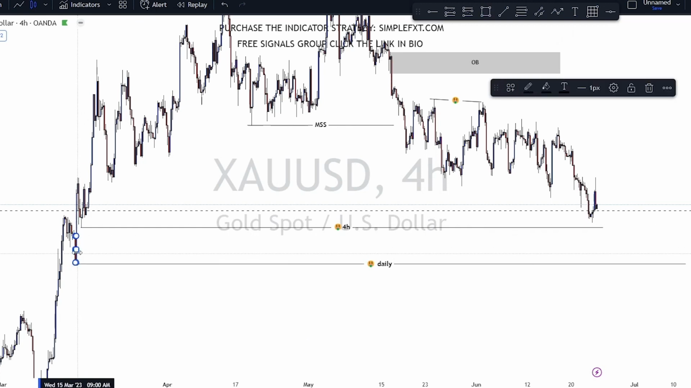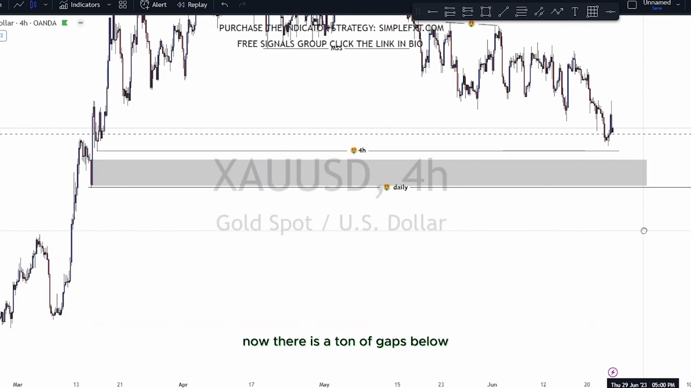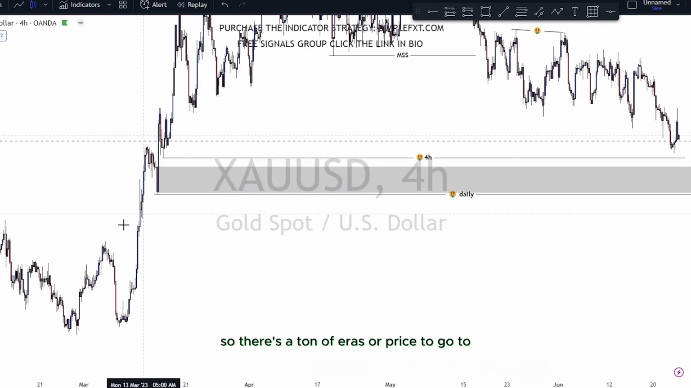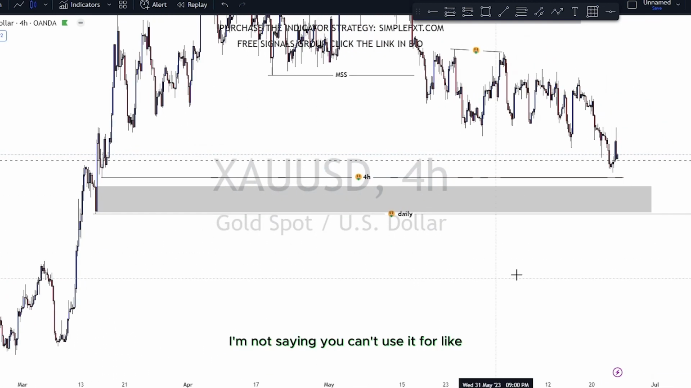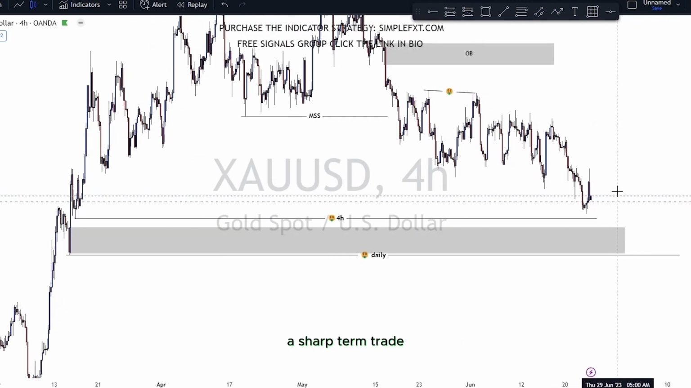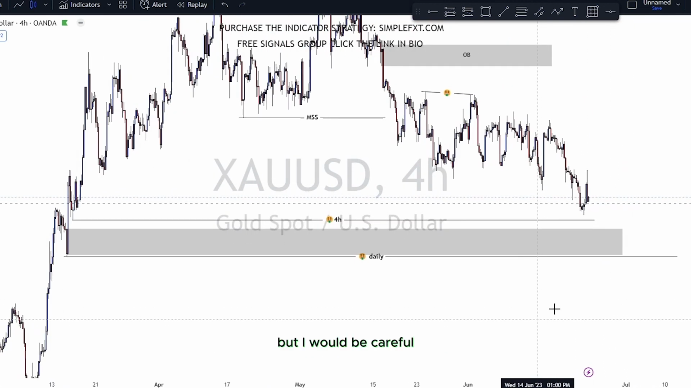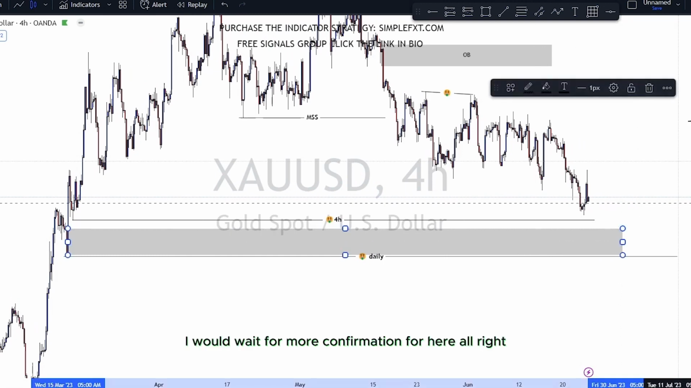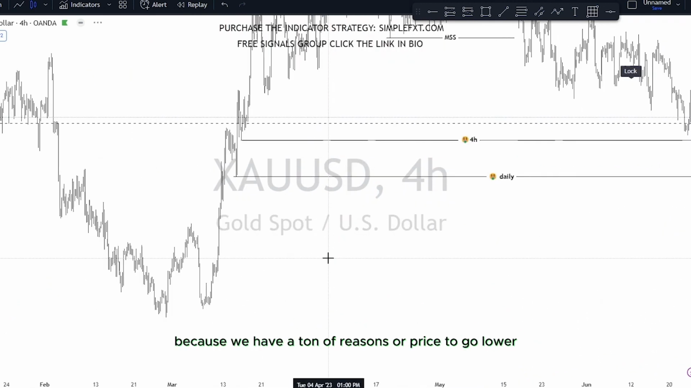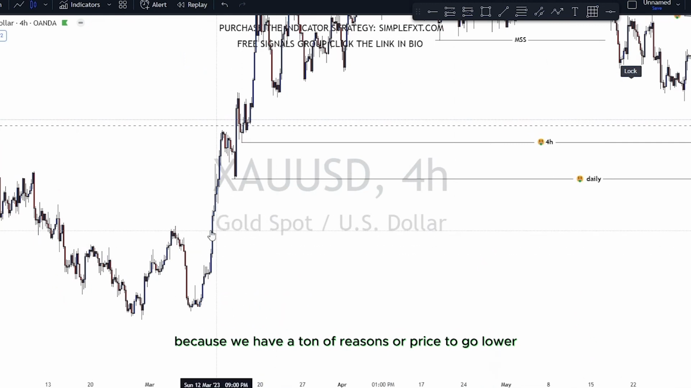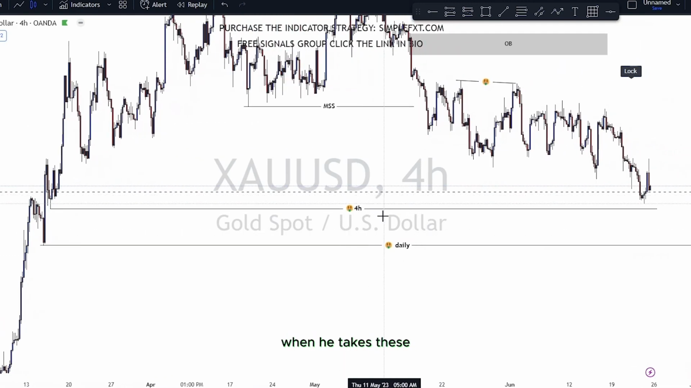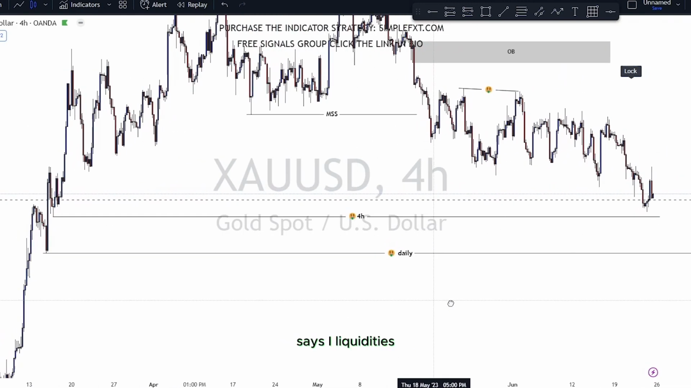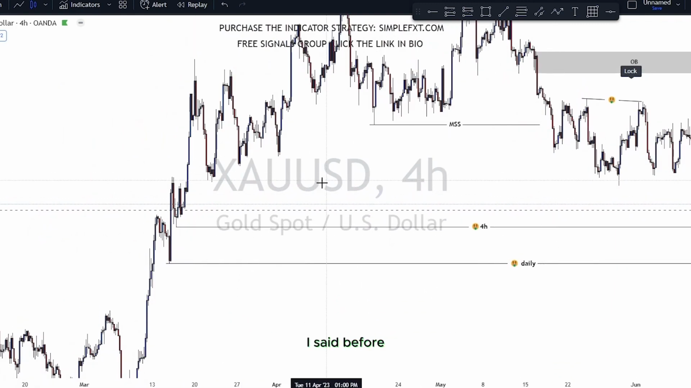All right, but looking at this now, there's a ton of gaps below, so there's a ton of areas for price to go to. So for me, this low here, this order block, I wouldn't use this. I'm not saying you can't use it for a short-term trade, for sure, but I would be careful. I would wait for more confirmation here, because we have a ton of reasons for price to go lower, then continue upwards when it takes these sell side liquidities. Hopefully this is making sense again, I said before.